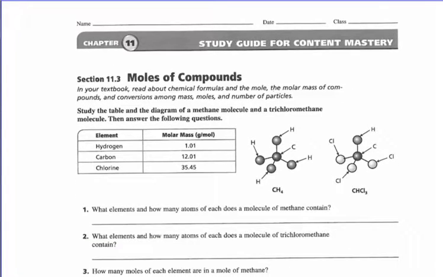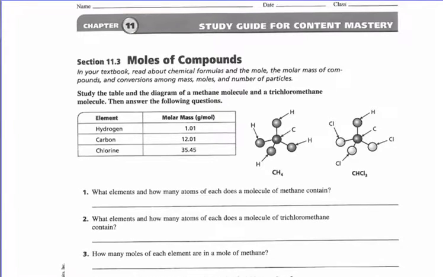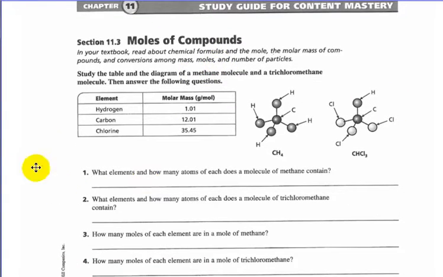So this is the study guide that goes with the 11.3 booklet. For the most part, we did all of that. This is going to be a fairly straightforward, easy study guide, hopefully. It talks about the methane molecule and the trichloromethane molecule. We have the molar masses here of hydrogen, carbon, chlorine, etc.